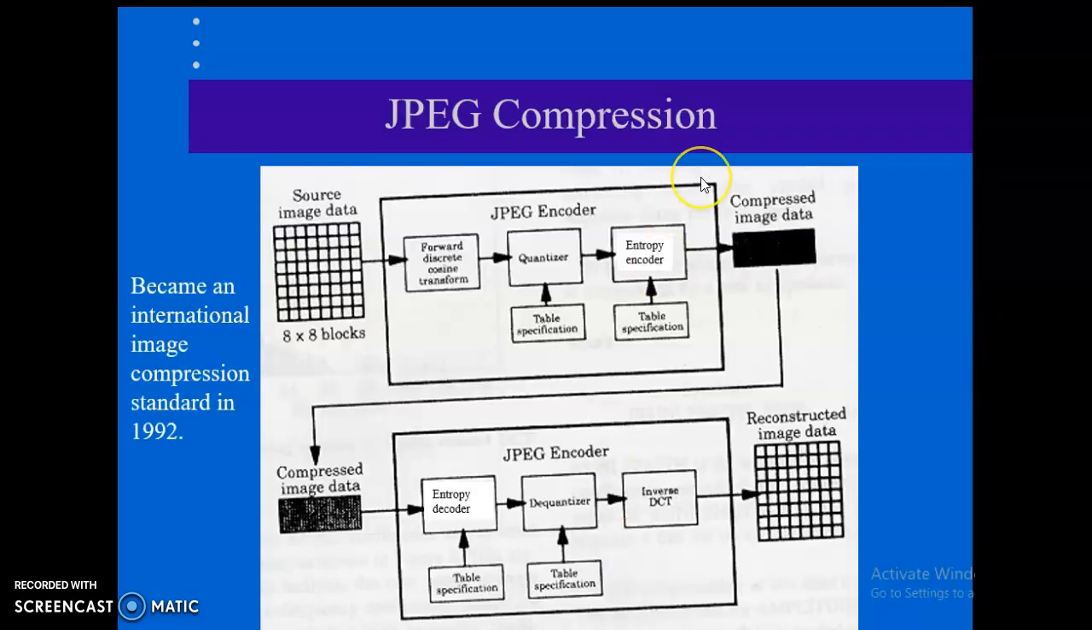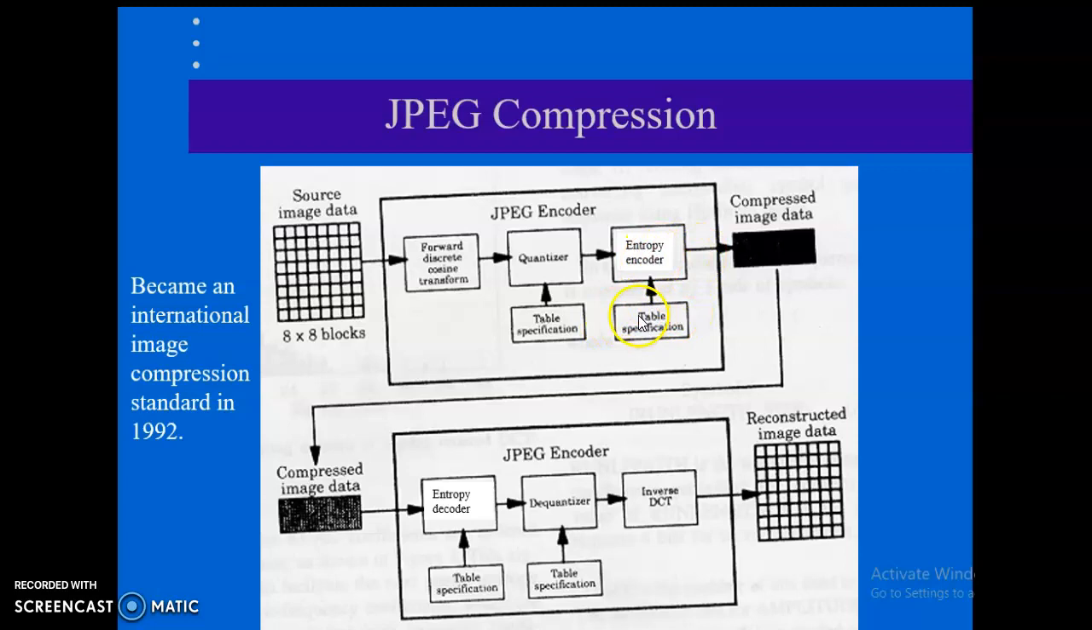JPEG compression became an international image compression standard in 1992. JPEG compression: source image data in 8 cross 8 blocks, forward discrete cosine transform. JPEG encoder: quantizer, entropy encoder, with quantizer table specification and entropy encoder table specification.